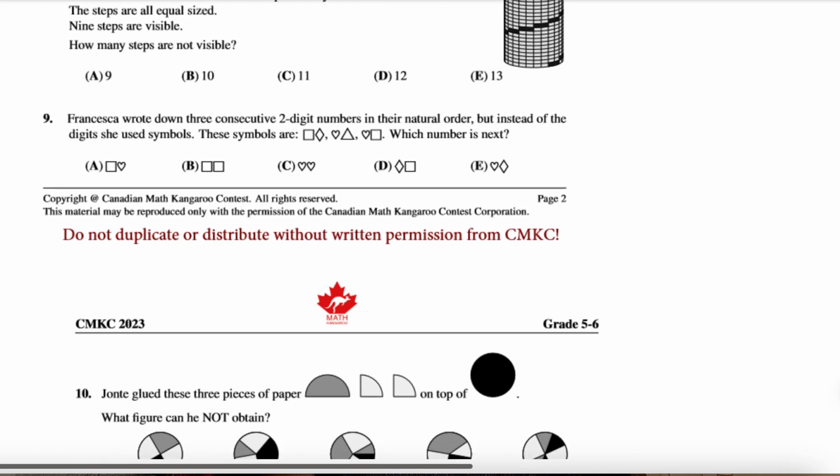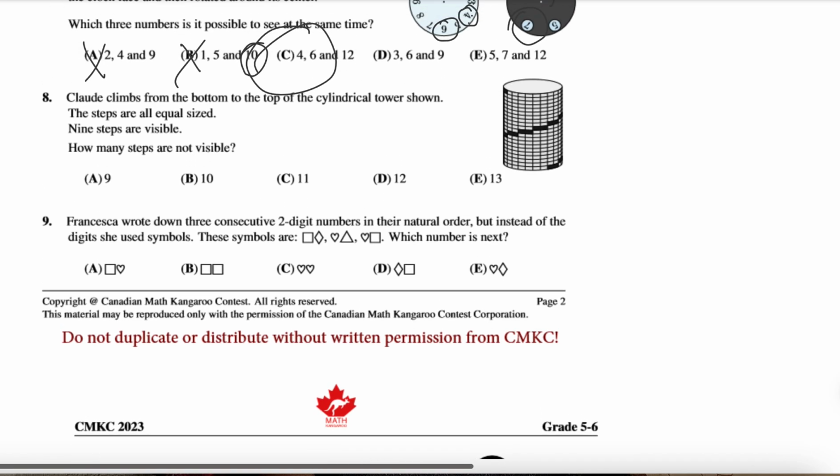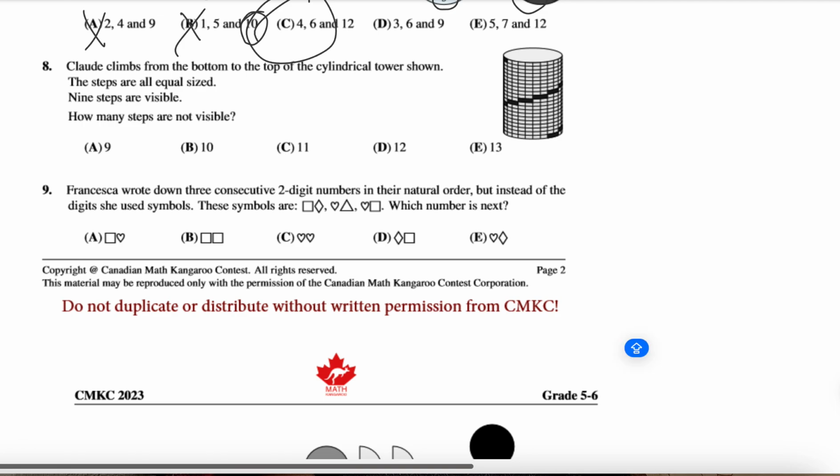Next question. Claude climbs from the bottom to the top of the cylinder shown. The steps are all equal sized. How many steps are not visible? So it told us that 9 steps are visible. Sorry, I didn't say so.